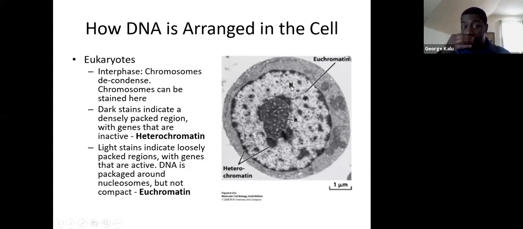Now, if we have very light stains, we're going to find that our chromosomes are going to be more loosely packed. And as a result, our DNA is going to be more able to be activated, more able to be used here. And so we call that euchromatin, meaning that those particular genes are able to be activated. So that would be euchromatin.